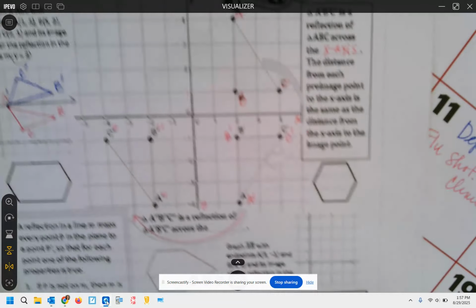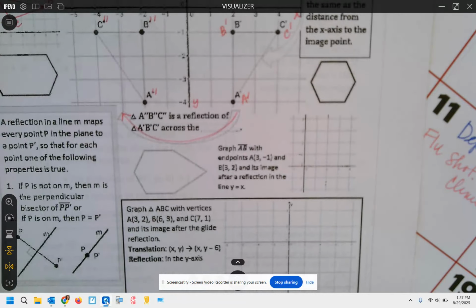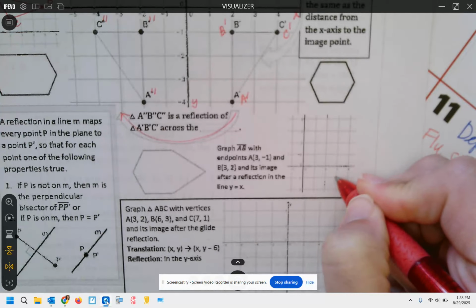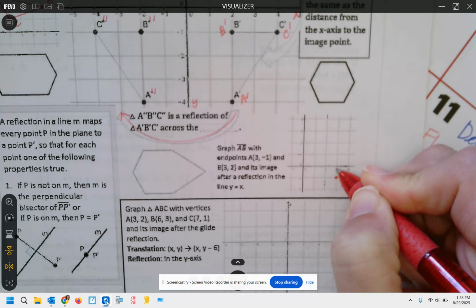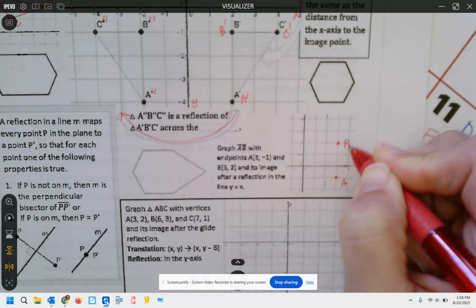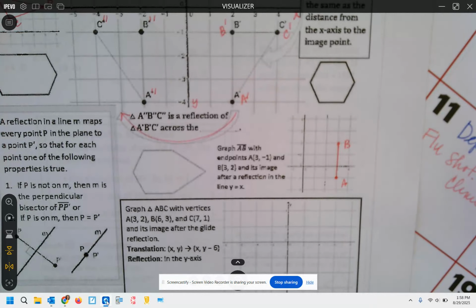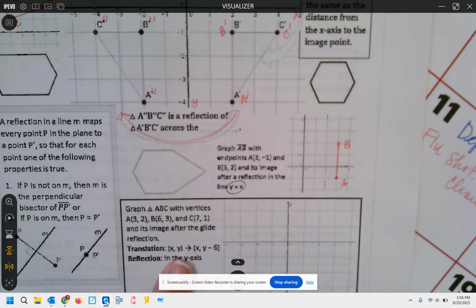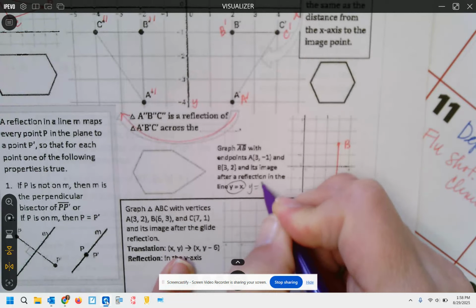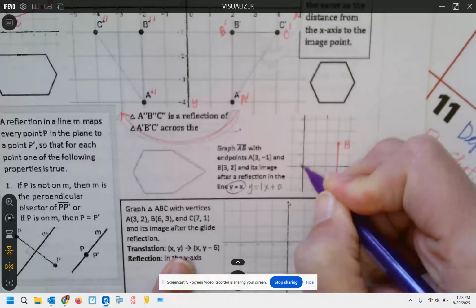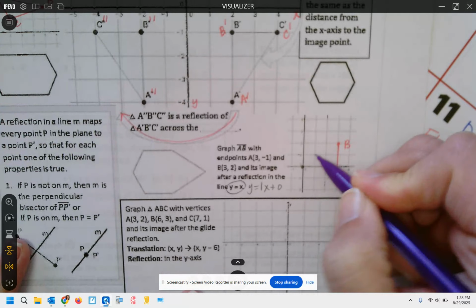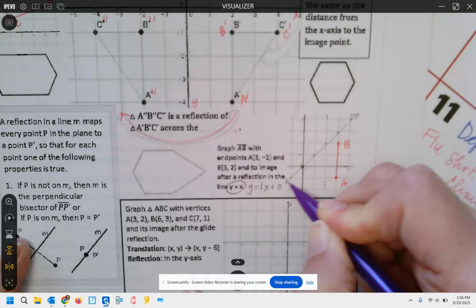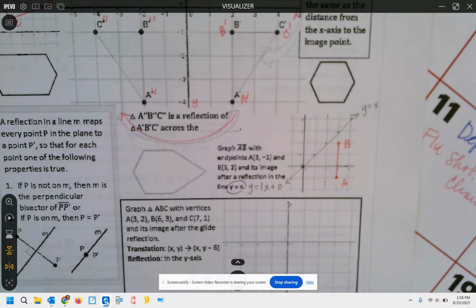Okay, let's move over here where it talks about the segment. It says graph segment AB with endpoints 3, -1 and 3, 2. Okay, and we want its image after a reflection in the line y equals x. Y equals x, we could write it as y equals 1x plus 0. So we're going through the origin, the y-intercept is 0, and the slope is 1. So here's the line y equals x. This one's a little trickier.